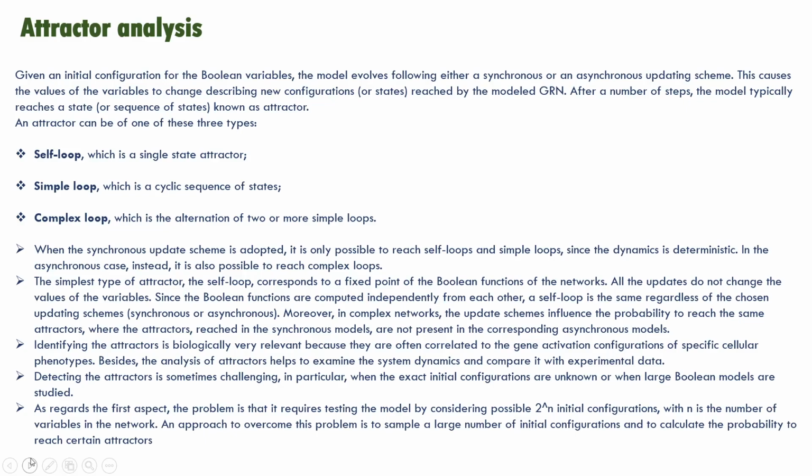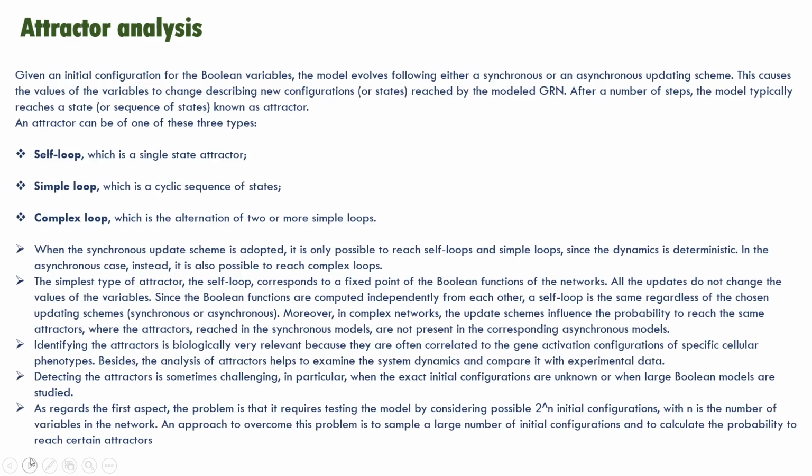So our idea is simple loop. In a simple loop, it is independent of the updating scheme, right? But in complex networks, what can happen is that even if you're using a simple loop strategy, the updating has some influence on the probability to reach the same attractor. So there can be a certain bias of the system to go towards a certain attractor and not towards the other, even though the other attractor is maybe more feasible for the state.